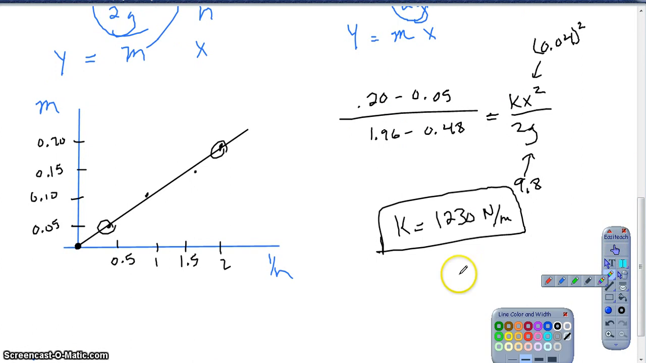So again, you do not want to just use one set of data there. You actually want to graph the data, find 2 points from the line, use the slope, and then use the slope to help you find k. So definitely make sure you're comfortable working through this problem.